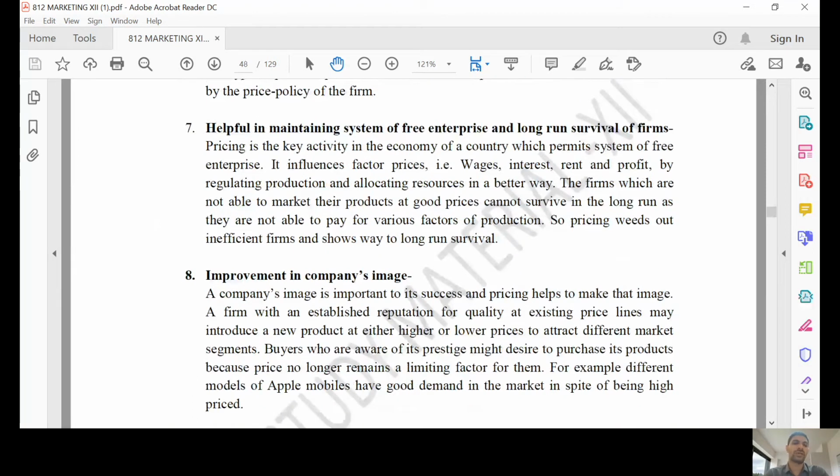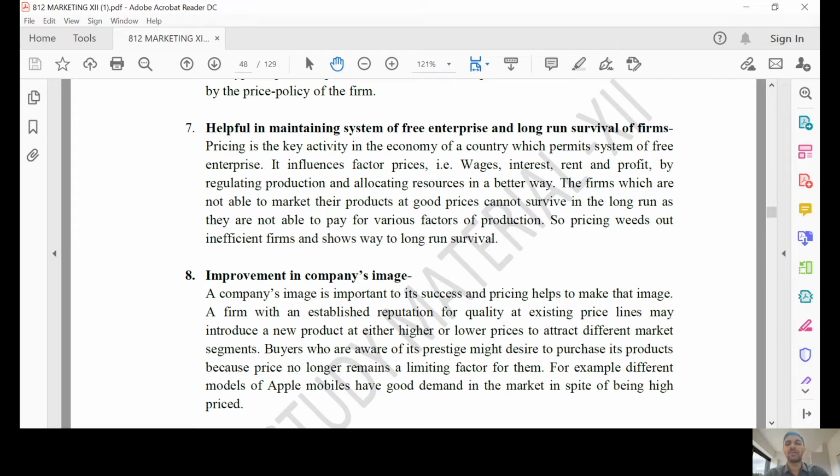The importance of pricing to the firm: helpful in maintaining the system of free enterprise and long-run survival of the firm. So pricing is the key activity in the economy of the country which permits a system of free enterprise. It influences factors like price, wages, interest, rent and profit. By regulating production and allocating resources in a better way, the firms which are not able to market their product at a good price cannot survive in the long run, as they are not able to pay for various factors of production. So pricing weeds out inefficient firms and shows the way to long-run survival.